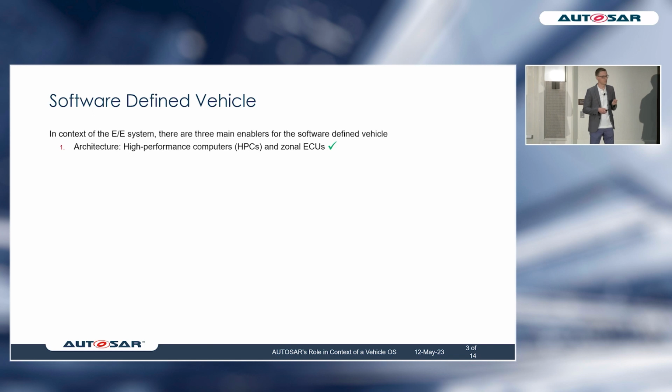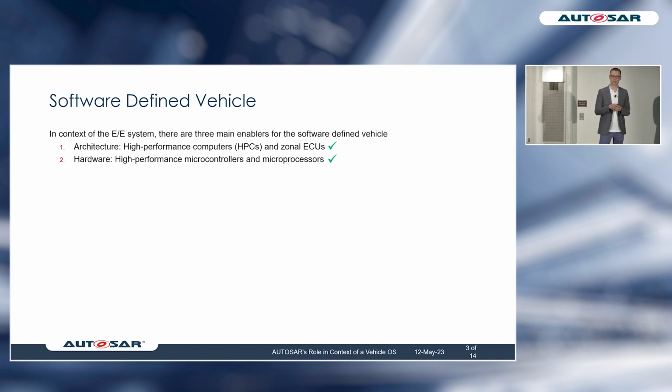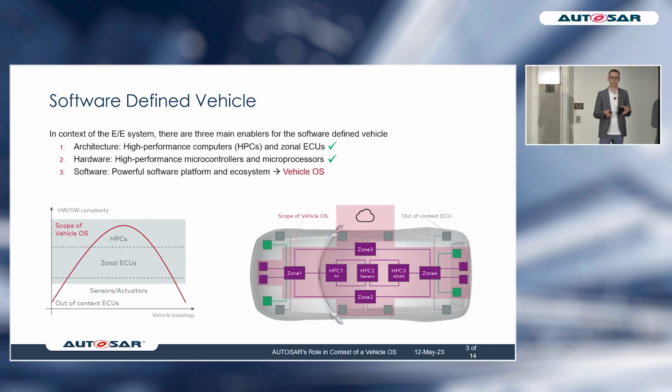Enabler number 2 is high-performance microcontrollers and microprocessors, just because we need spare computing resources. If we pack all the software so that we have a CPU load of 80% right from the beginning, that's not going to work for a software-defined vehicle, because you need powerful processors and controllers. Both of them, I would say, check, because both are available and currently being worked on. The third one now is what we call vehicle OS, basically a software platform and ecosystem to manage the software complexity entering the HPC units.